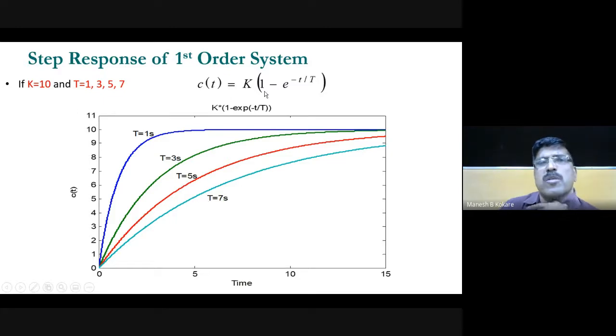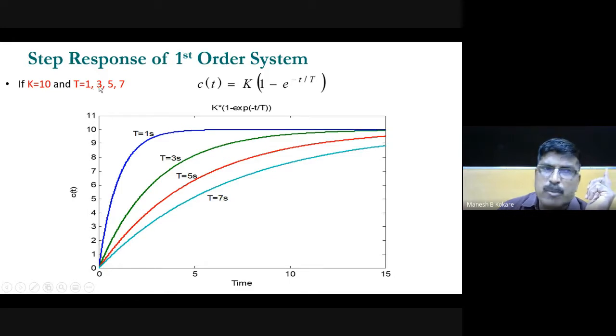See that this is the response of a first order system for step input. This is the equation: c(t) is equal to k times e raised to minus t by T. Now we are putting in different values of the time constant T, and k is kept constant. Gain is constant here, and time constant is changed. When T is 1 second, the response of that system is represented by the blue line. When T is equal to 1 second, the time constant is less, so it is reaching quickly to the desired value, hardly within 2-3 seconds.